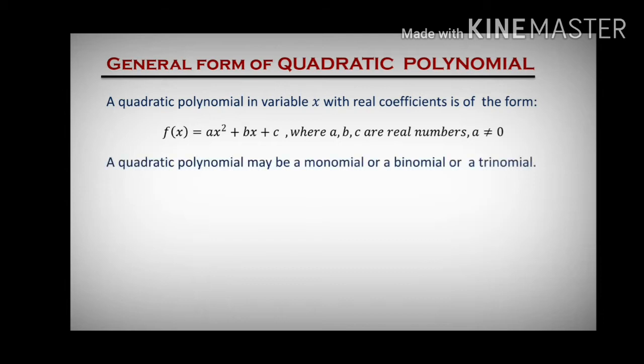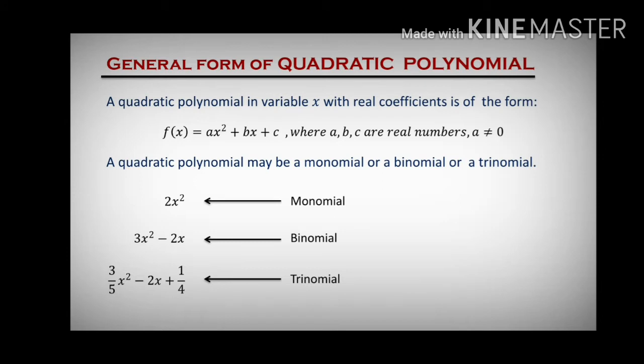So, it may be a monomial, binomial, or a trinomial, like 2x squared, 3x squared minus 2x, or even 3 by 5x squared minus 2x plus 1 by 4. It's a monomial, binomial, and trinomial. So, a quadratic polynomial can be a monomial, that means it can have a single term, 2 terms, or 3 terms.